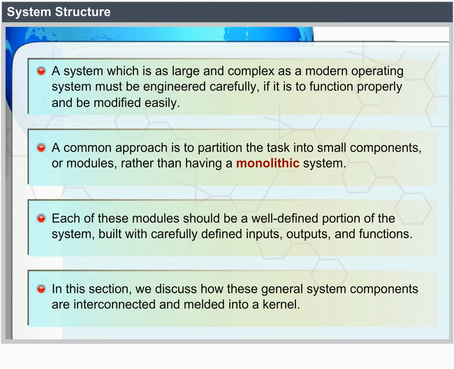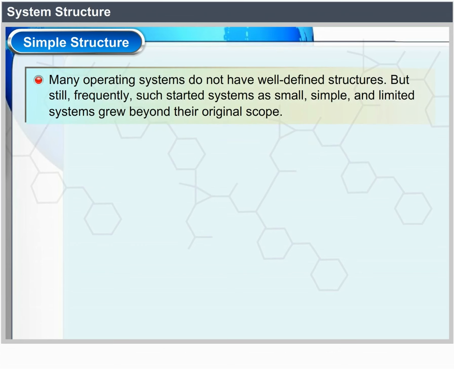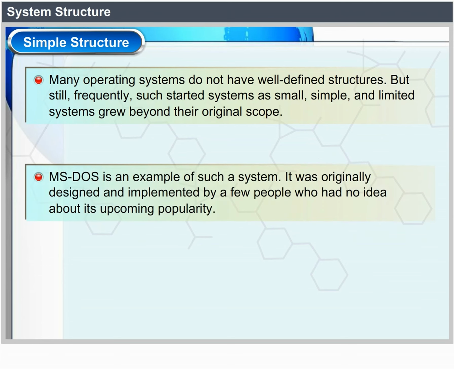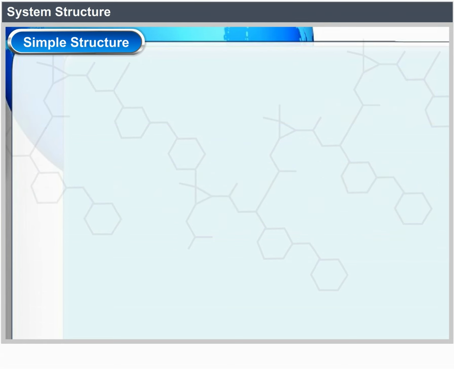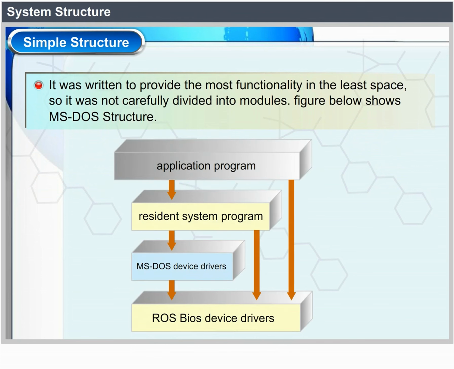Simple structure. Many operating systems do not have well-defined structures. Frequently, such systems started as small, simple and limited systems and then grew beyond their original scope. MS-DOS is an example of such a system. It was originally designed and implemented by a few people who had no idea that it would become so popular. It was written to provide the most functionality in the least space, so it was not carefully divided into modules. The figure below shows MS-DOS structure.